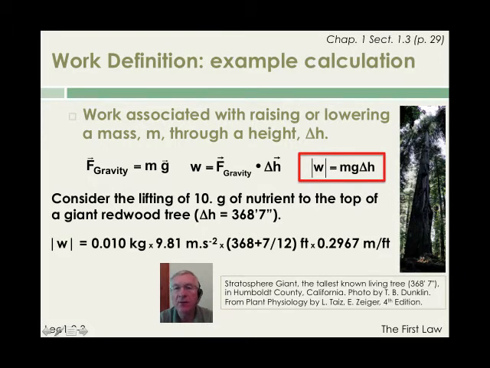Using SI units, we obtain the magnitude of the work as 0.010 kilogram times 9.806 meter per second square times 368 plus 7/12 feet times 0.3048 meter per foot. Multiplying out, we obtain the result in the SI unit of joule, or W equals 11 joules.